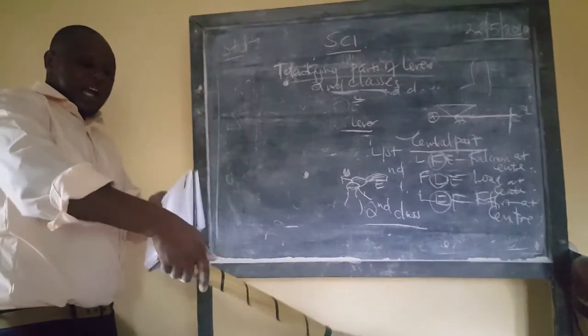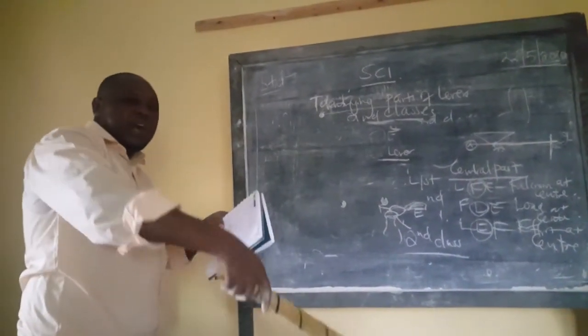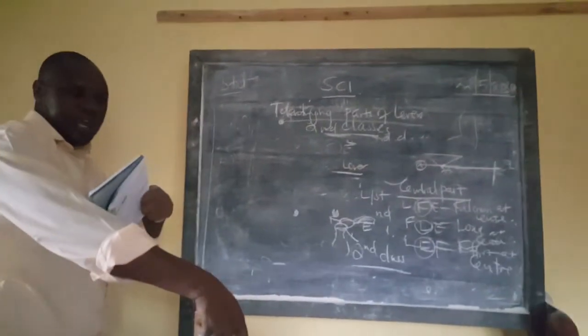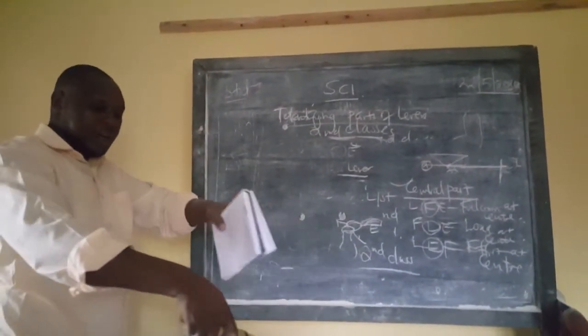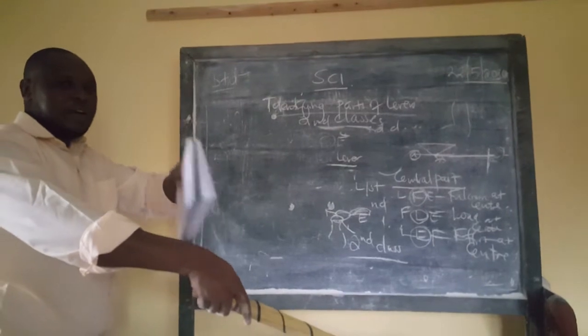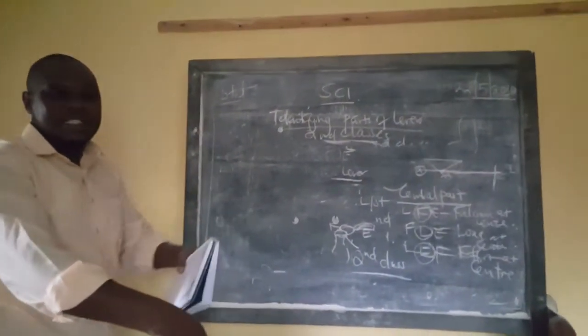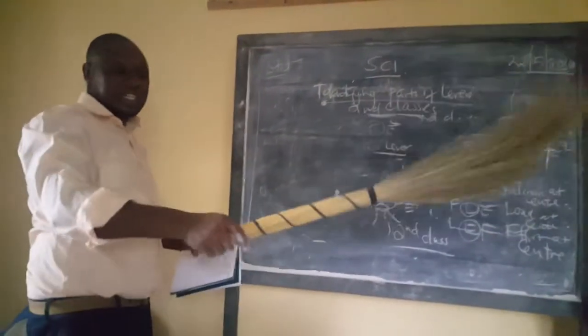Where are you holding? Here. Here is where you're applying your effort. And which is the turning point? Here, at the elbow. So load, this is effort, fulcrum. So effort is at the center. That is a third class lever. So broom will be found in the third class lever.